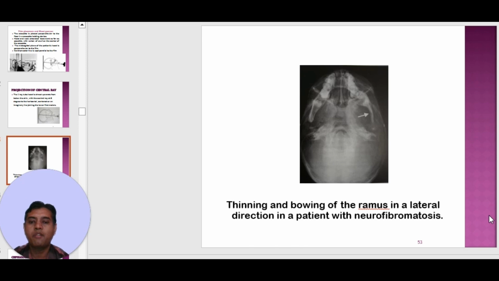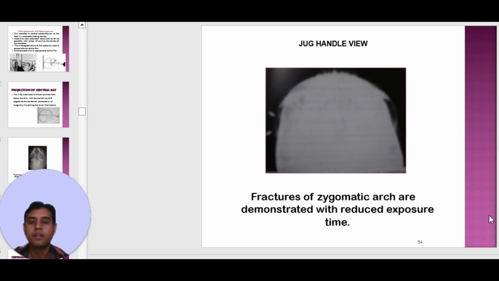A few radiographs showing thinning and bowing of the ramus in a lateral direction in a patient with neurofibromatosis. Now coming to the next projection, that is the jug handle view. The patient positioning and placement of the film is the same as in the submentovertex projection. This is also known as the modified submentovertex projection. This is used for evaluating the zygomatic arch. Here the exposure parameters are kept at one-third of those used in the submentovertex projection.